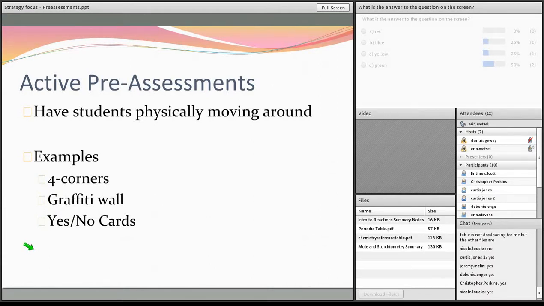So just a little bit of information there on pre-assessments. Again, I'm so glad to see that so many of you use pre-assessments in your classrooms. Hopefully we gave you a couple of additional ideas to think about as you're starting to use more and more pre-assessments and making sure that we're using them to their full potential.